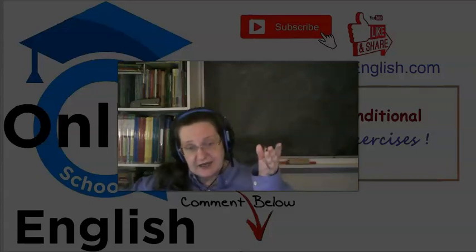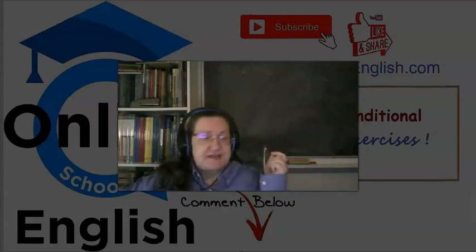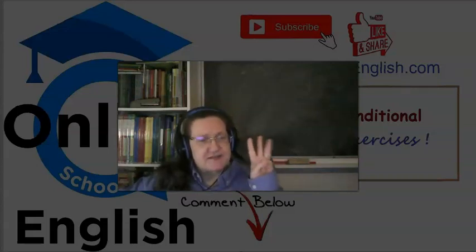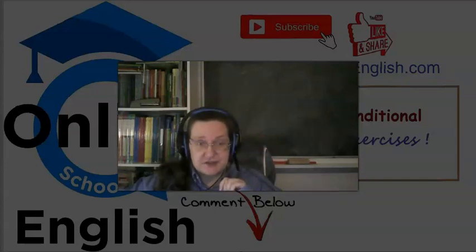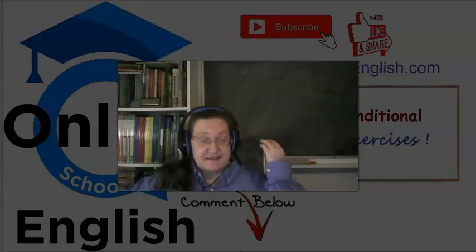You may remember from previous videos that the first conditional is about true conditions in the present and or the future. The second conditional is about untrue conditions in the present. So what is the third conditional? It is about untrue conditions or hypothetical situations in the past. Let's take a look.